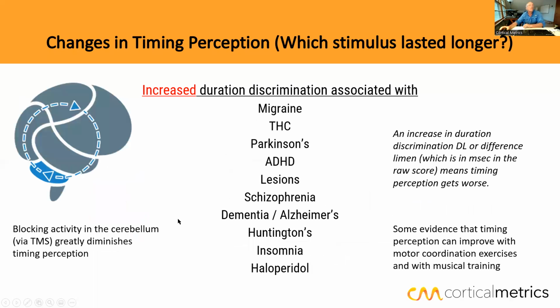Now, the interesting part is, what do changes in timing perception mean? An increased duration discrimination, like we said, means your timing perception is worse. It's been associated with a lot of different things, migraines and Parkinson's, and basically all kinds of degenerative disorders. People on the autism spectrum also generally have pretty poor timing perception.